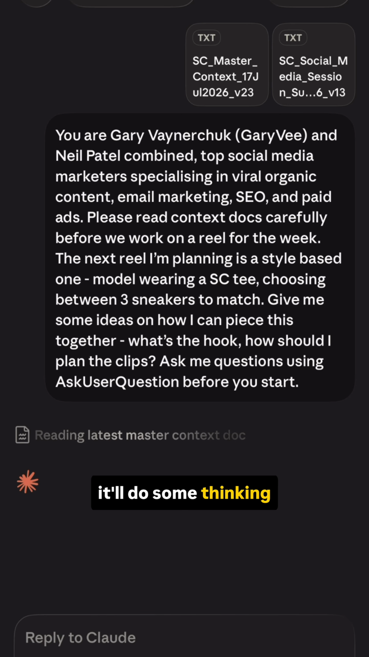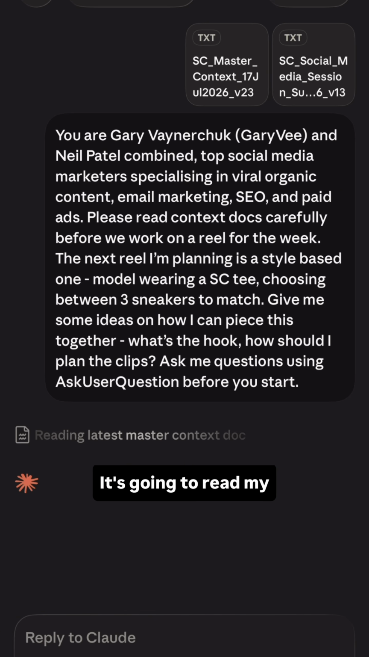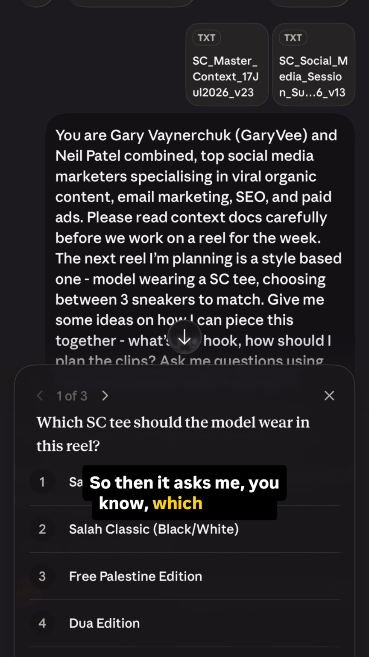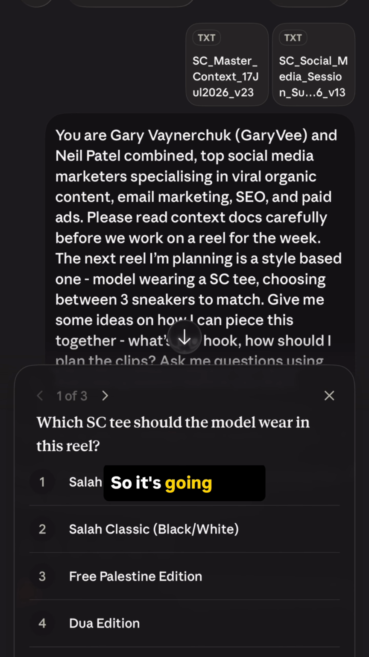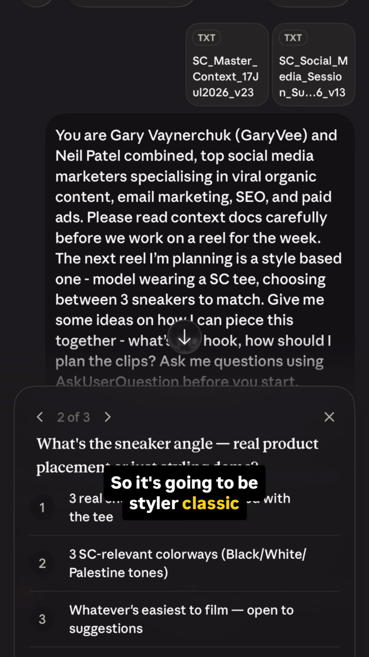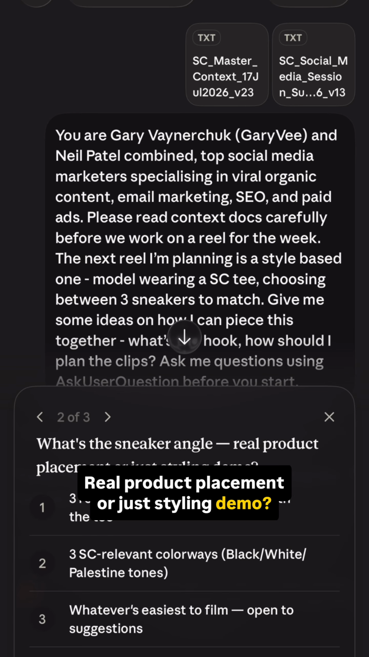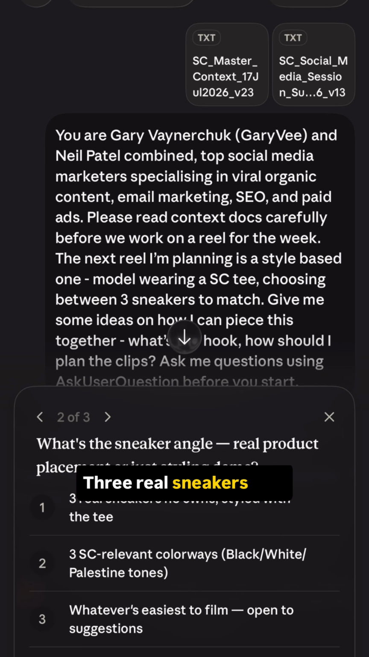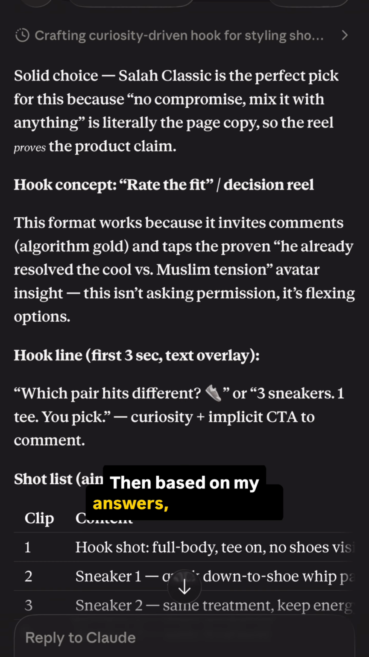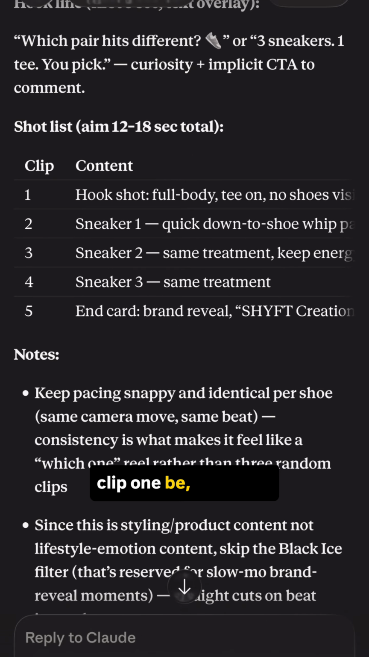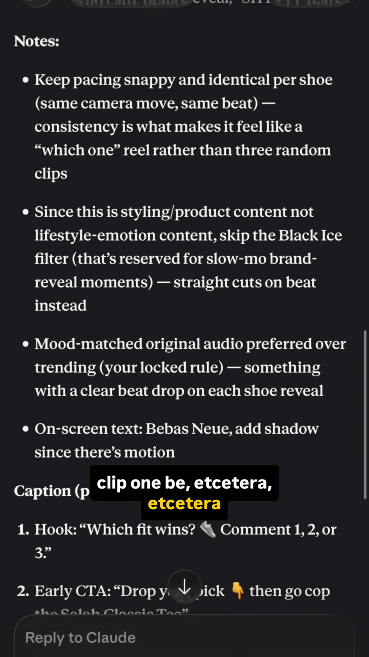it'll do some thinking. It's going to read my documents. Here it is. So then it asks me, which Solar tee should the model be wearing? So it's going to be Solar Classic. What's the sneaker angle? Real product placement or just styling demo? 3 real sneakers he's worn, styled with the tee. Then based on my answers, it gives me a plan, as you can see, right down to what clip 1 should be, etc. And that's it.